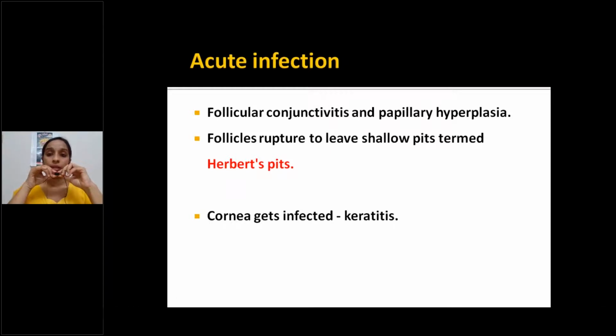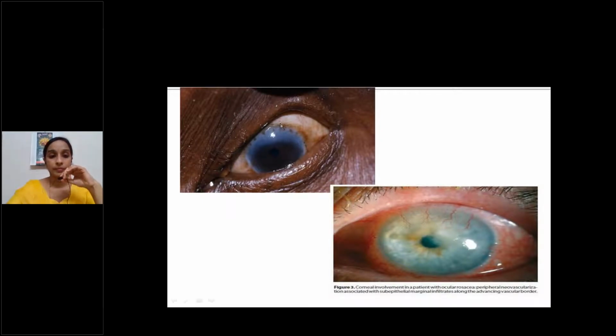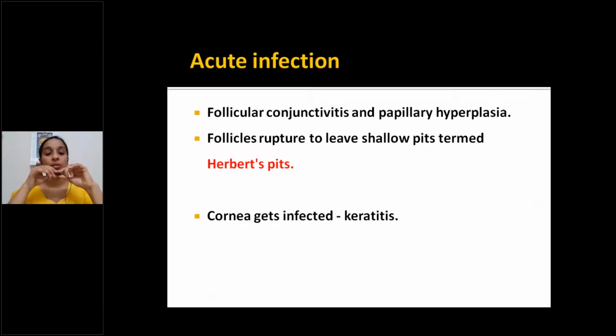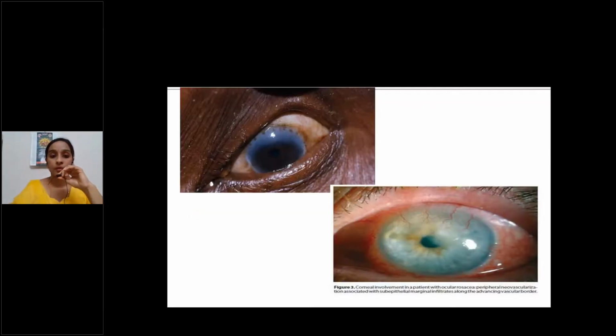Next, in the acute stage of trachoma, we can see follicular conjunctivitis and papillary hyperplasia. These infected follicles rupture and leave shallow pits termed Herbert's pits. See, these are the Herbert's pits. This black color shows the shallow pits. Then the cornea also gets infected, leading to keratitis. This happens in the acute stage of trachoma. This one is a picture of keratoconjunctivitis.